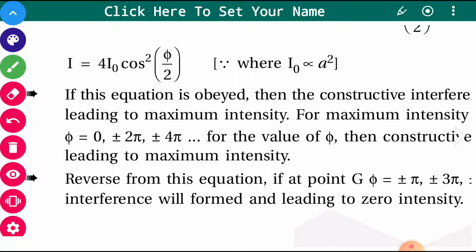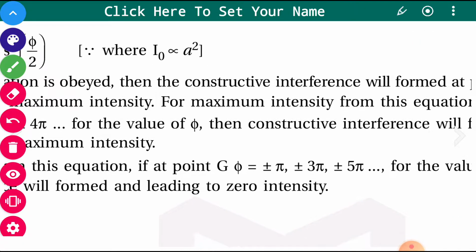Okay, so this is the condition that for phase difference of 0, plus or minus 2 pi, plus or minus 4 pi, there will be a maximum intensity and there will be a constructive interference. And for the values of phi, that is if phi is plus or minus pi, 3 pi, 5 pi, then there will be a 0 intensity and that will lead to the destructive interference. Okay.